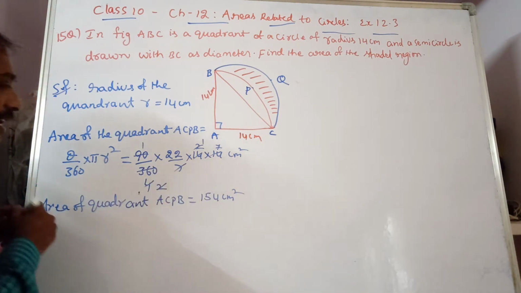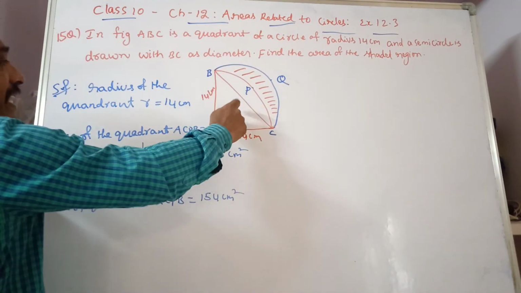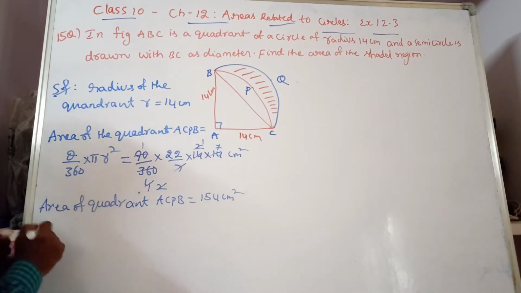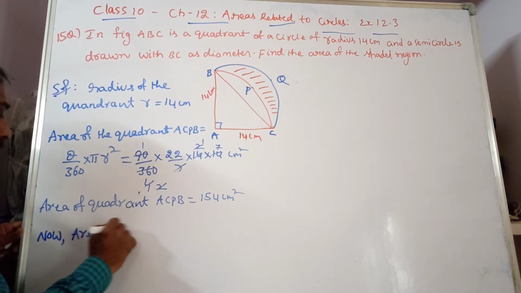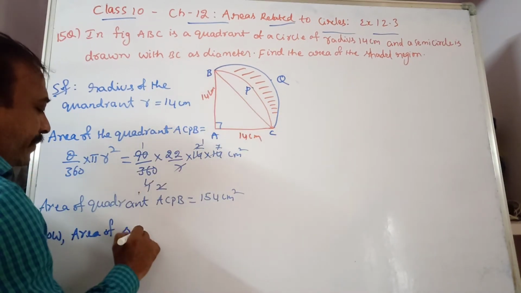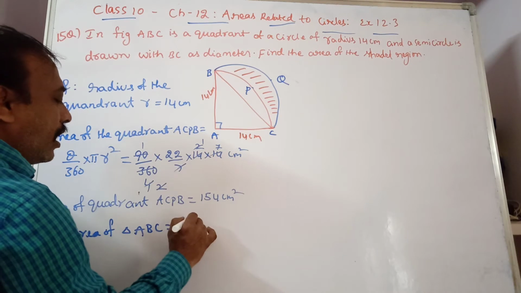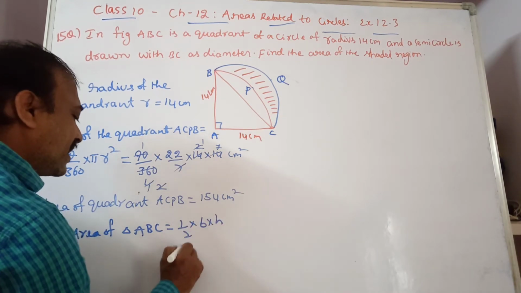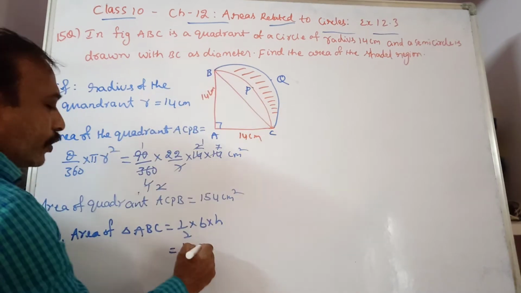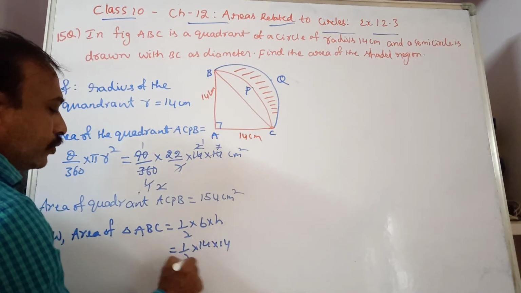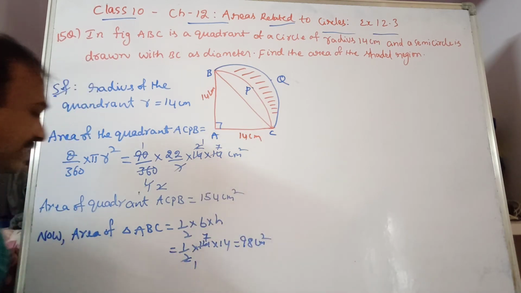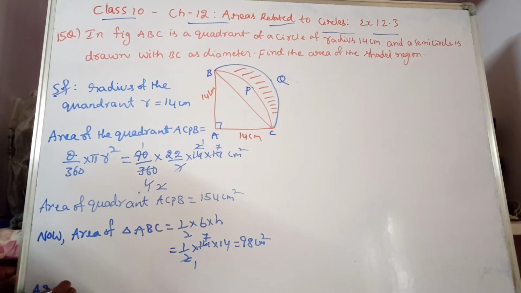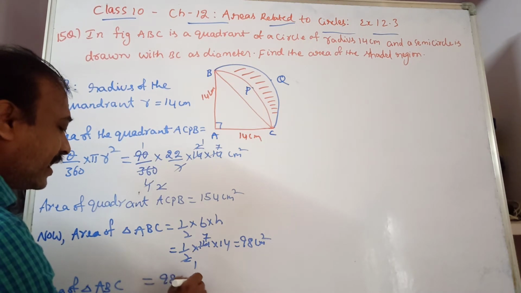Now we got the area of the quadrant. From the area of the quadrant, if you subtract the area of the triangle, now area of triangle ABC is equal to half into base into height. Half into base 14 and height 14. So 14 into 14, 2 ones are 2, 2 sevens are 14, which is equal to 98 centimeter square. This is the area of triangle ABC, equal to 98 centimeter square.